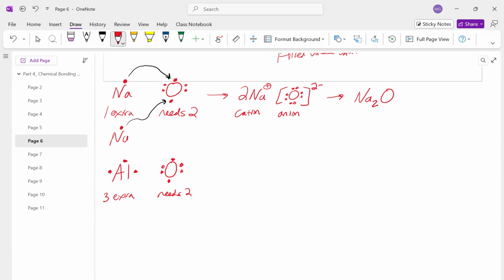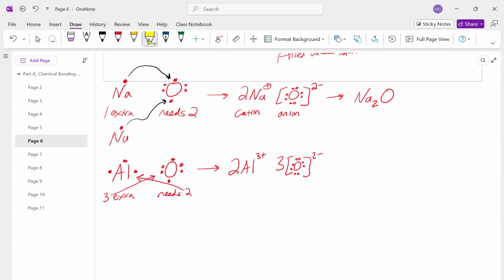Notice aluminum has three extra electrons. I'm going to take that number three and do that. I'm going to take this number two and do that towards the aluminum. Now, why do I do that? Well, in order for aluminum and oxygen to be happy, to be in a stable compound, I need two aluminums with a plus three charge because it's going to give up every electron. And I need three oxygens with a minus two charge.